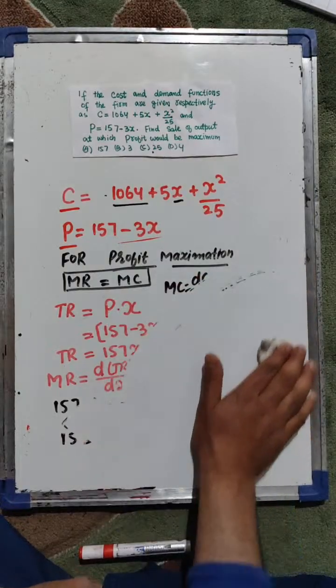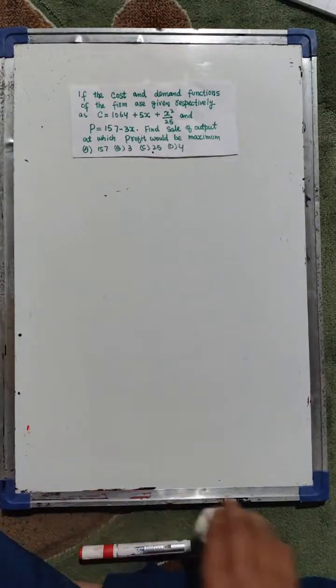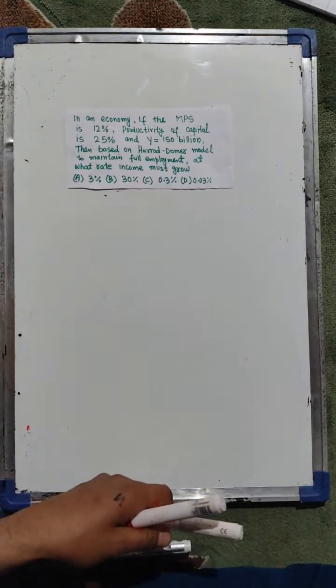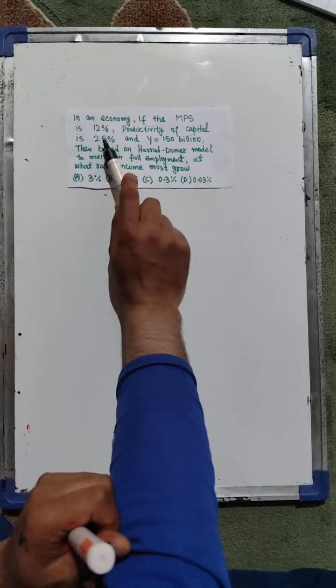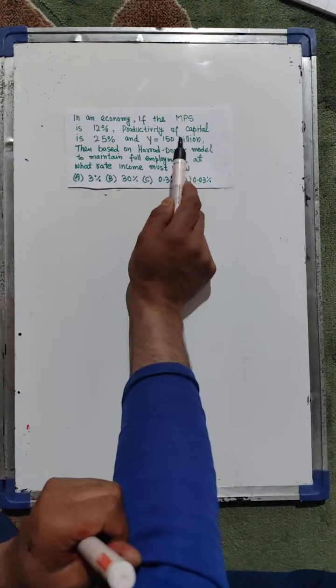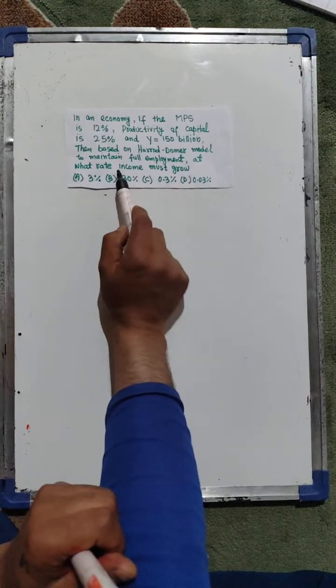So let's take another question, which is related to the Harrod-Domar model. The question is, in an economy, if the marginal propensity to save is 12%, productivity of capital is 25%, and income is equal to 150 billion, then based on the Harrod-Domar model, to maintain full employment, at what rate must income grow?